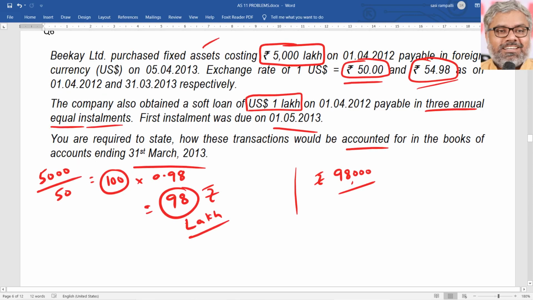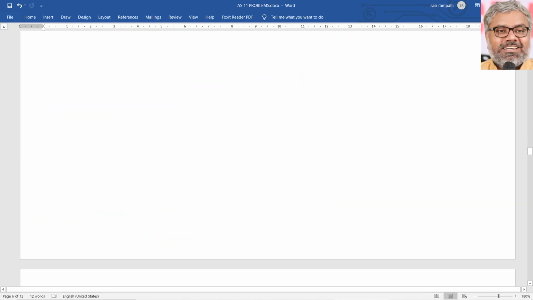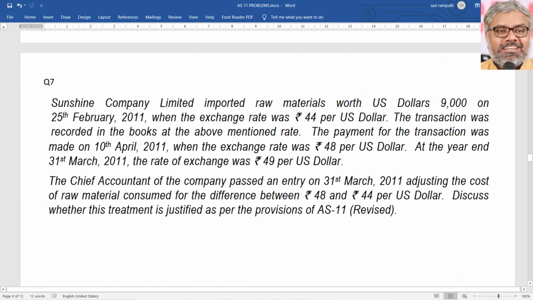And you have to write these descriptions very clearly by referring to accounting standard 11. That is another past examination question, question number 6. More or less similar questions are there. Sunshine Company Limited imported raw materials worth US $9,000 on 25th February 2011 when the exchange rate was 44 rupees per dollar.